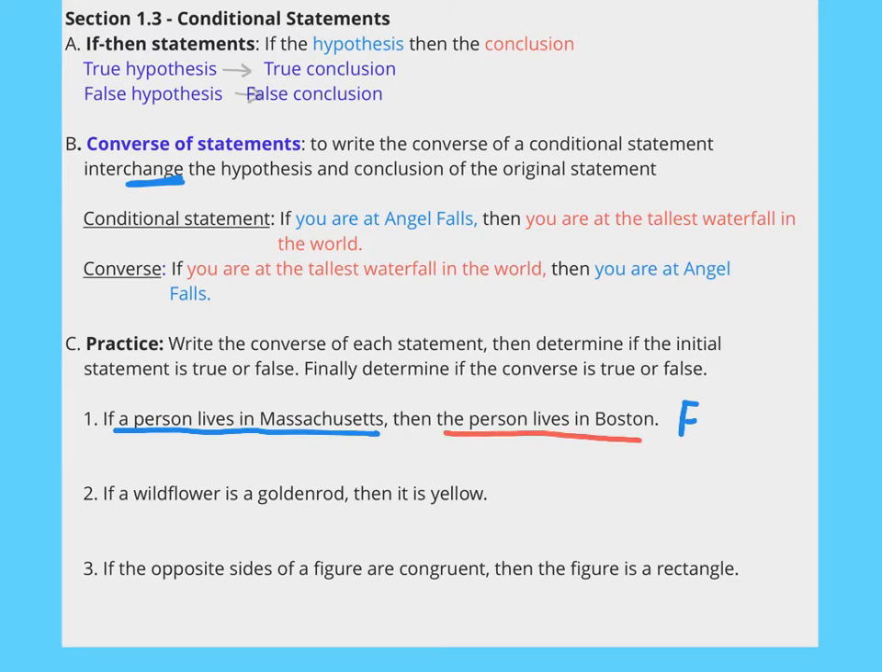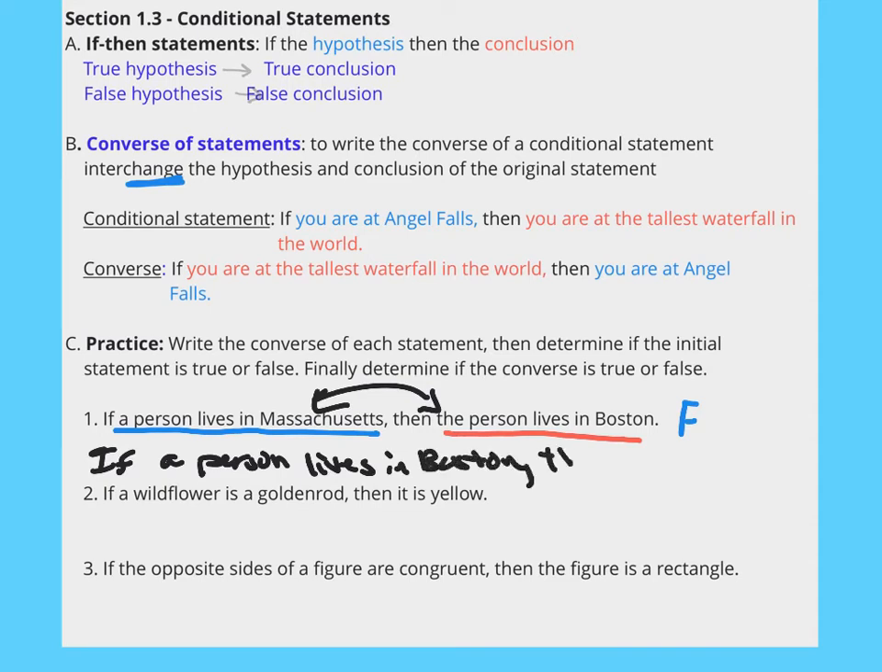To write the converse, I need to just interchange the two. So I can say that if a person lives in Boston, then that person lives in Massachusetts. Is that statement true? Actually, that statement is not true because we have Bostons in other states. So you could have a Boston, I'm not sure what particular state it is, but a Boston from another state.